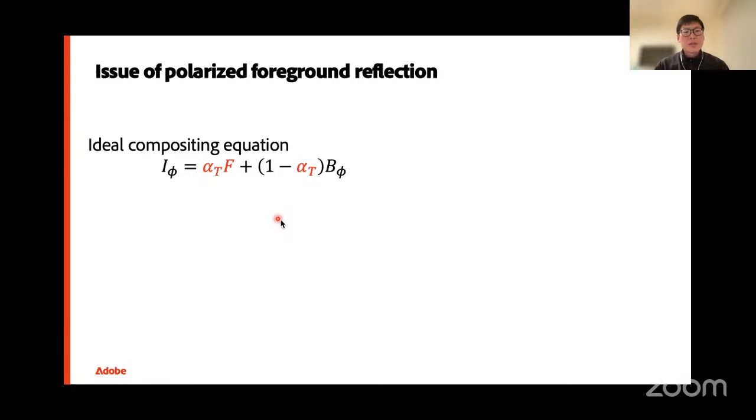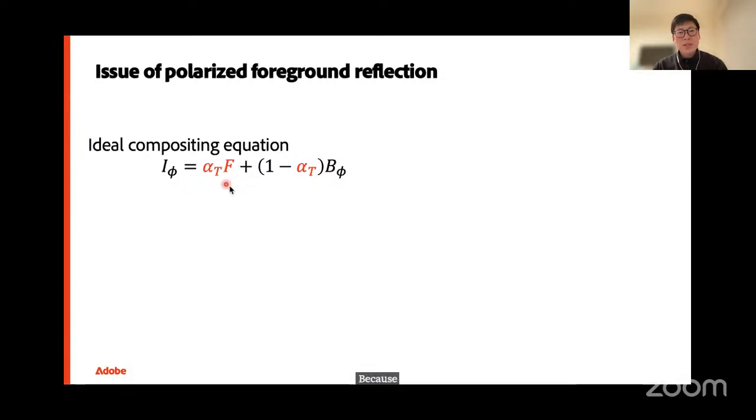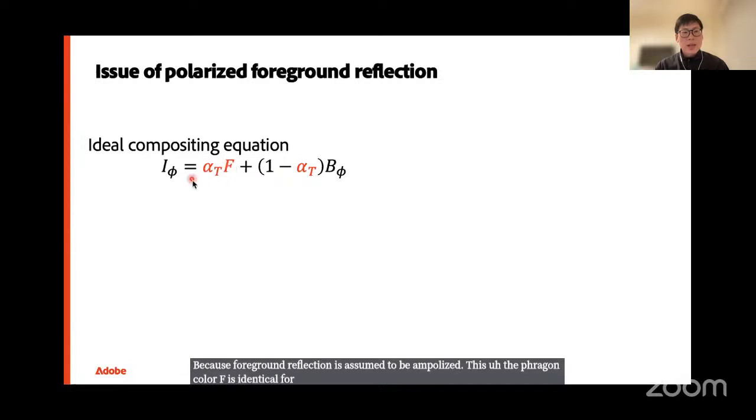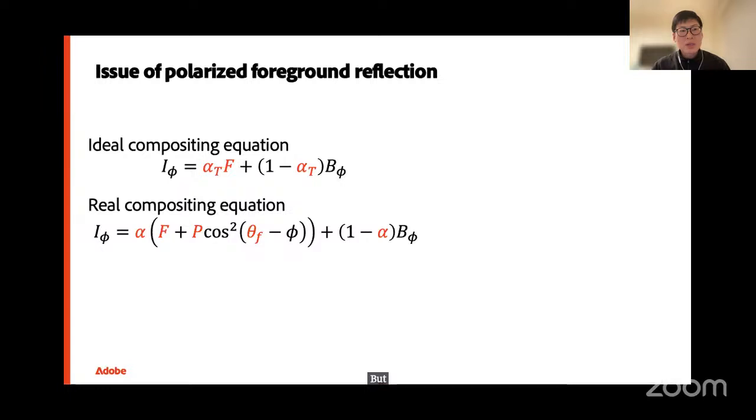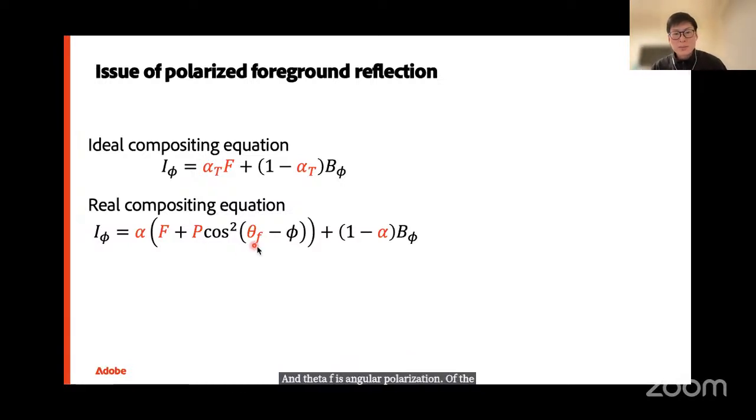The ideal compositing equation for this classic parametric matting is written in this form, because foreground reflection is assumed to be unpolarized. The foreground color F is identical for any polarization angle. But the real compositing equation should be written in this form. Foreground reflection is partially polarized, where F is the intensity of unpolarized light, P is the intensity of polarized light, and theta F is the angle of polarization of the foreground reflection.